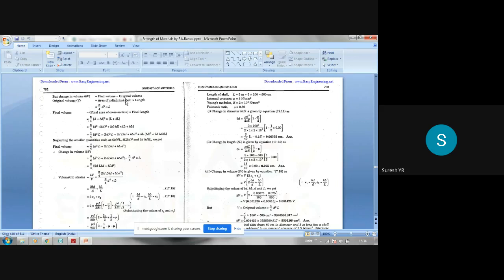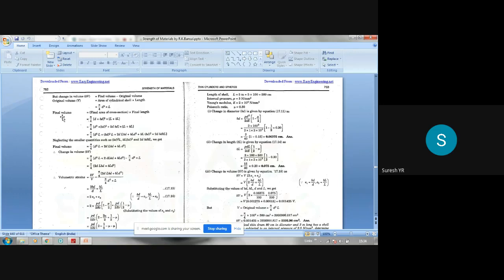Original volume is, it's a cylindrical shell, you know. So for a cylindrical shell, area into length is the volume. So what is the area of a cylinder? It is a circular cross section, so pi d square by 4 is the area, into L. So this is the volume of a cylindrical shell or a thin cylinder.